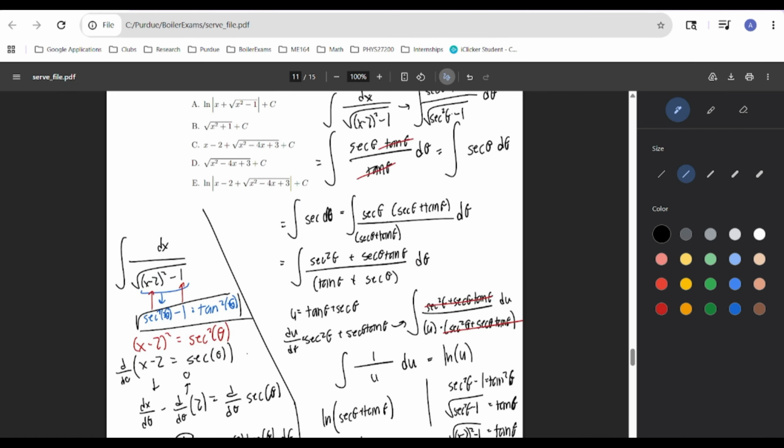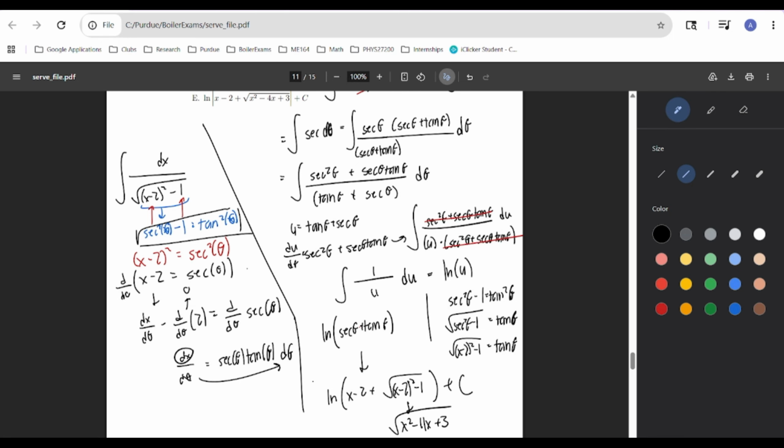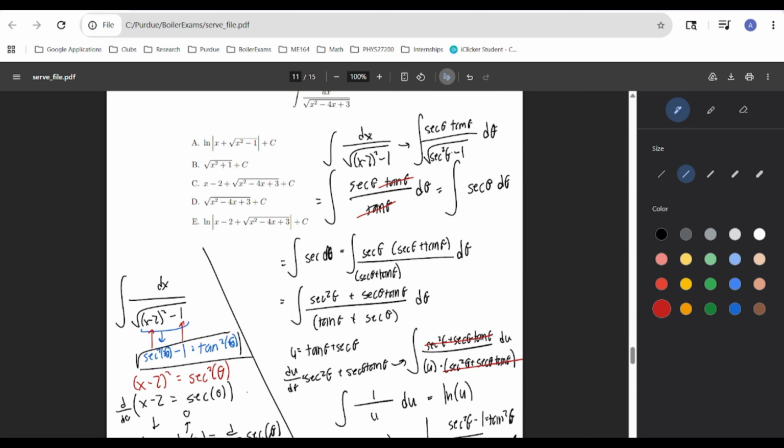Now, you may not see this in the answer choices, but if you just distribute it out and expand it out fully, this would become x squared minus 4x plus 3. And as you may see, this does in fact match answer choice E.